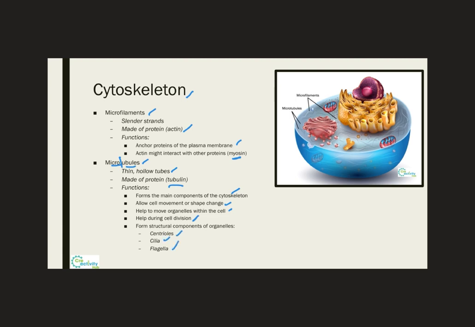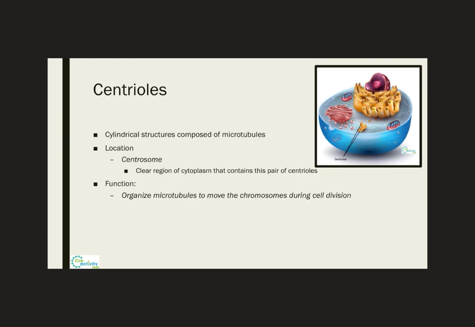Therefore, a centriole is going to be this cylindrical structure that's composed of short microtubules that are organized. Notice how they are not scattered throughout the cell. They actually form 9 groups of microtubules, and they will always be paired within a cell, meaning that there are always 2 centrioles, as we see here on this image.